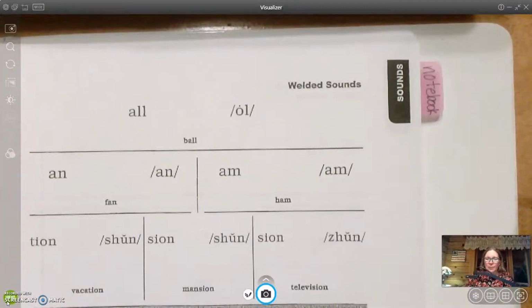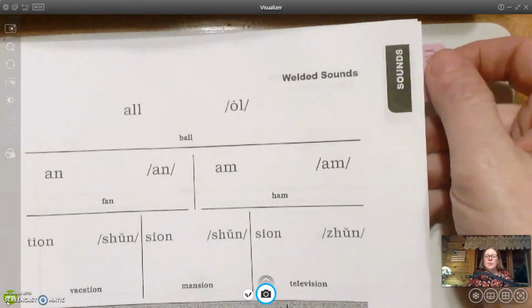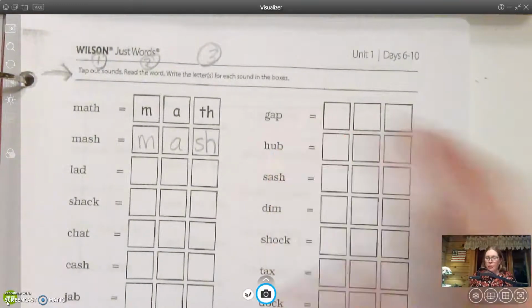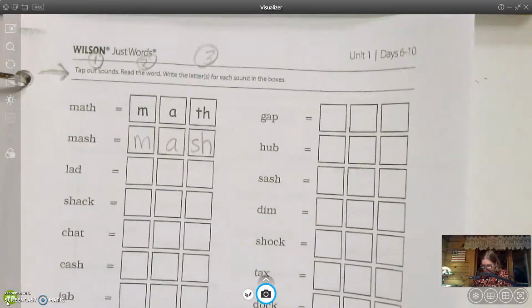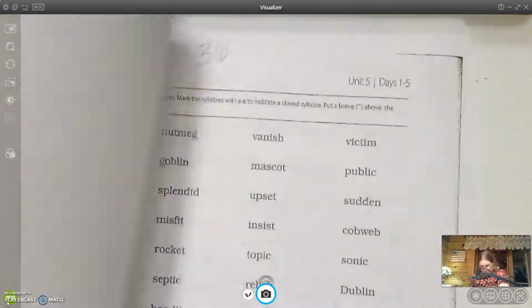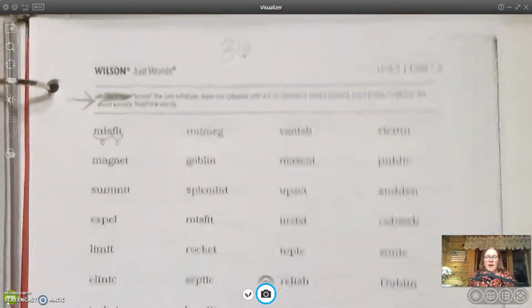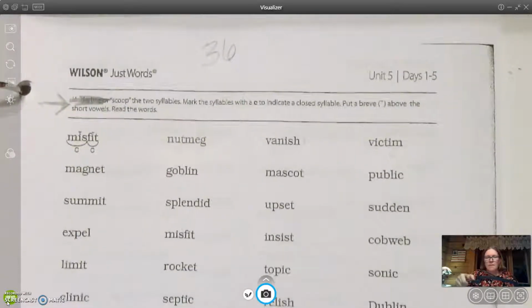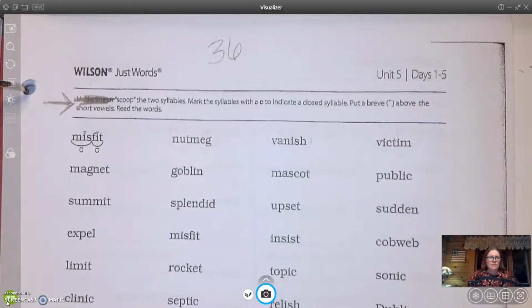Hi guys, we're in the notebook. So remember, like we always do in class, you are going to grab the notebook tab and flip it. That's going to bring you to the notebook, but we need to go to page 36. So we're going to field trip it over to 36. There we are with page 36.